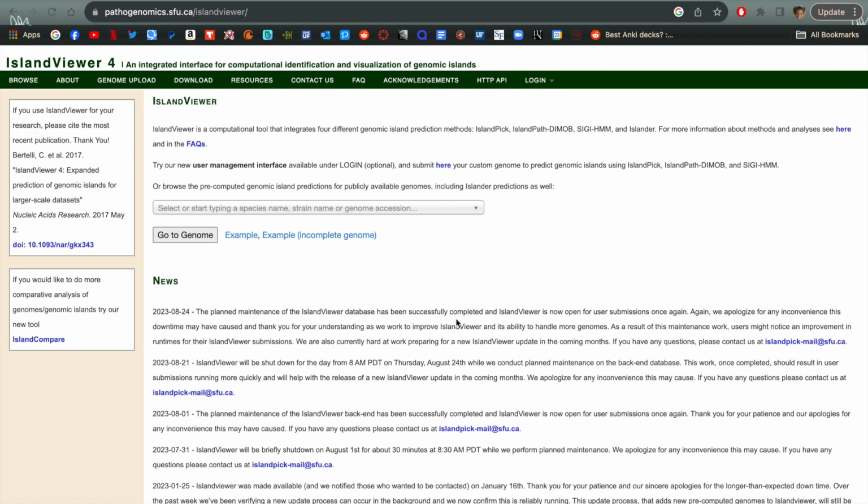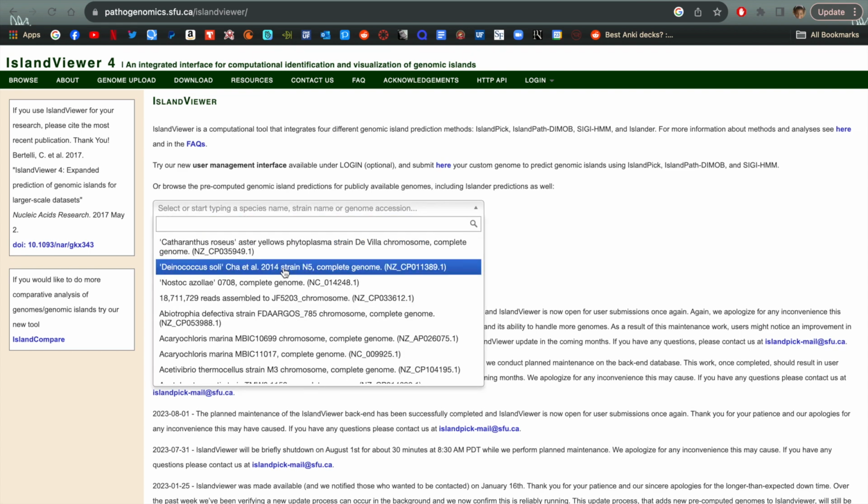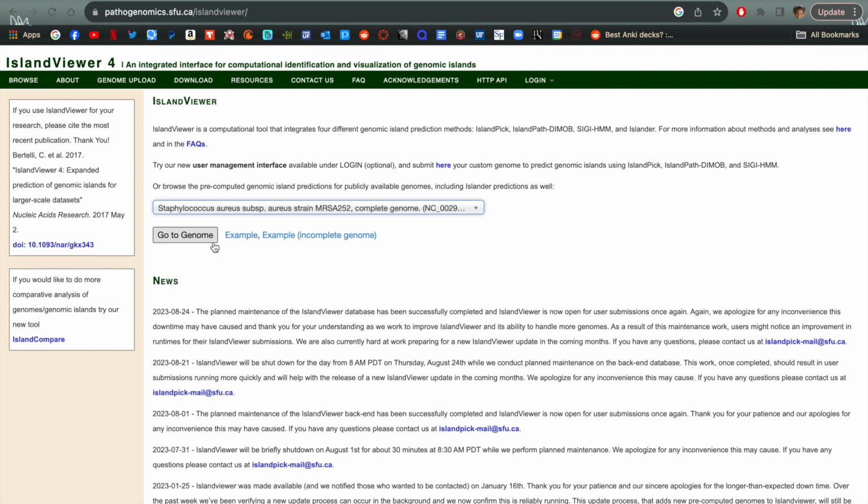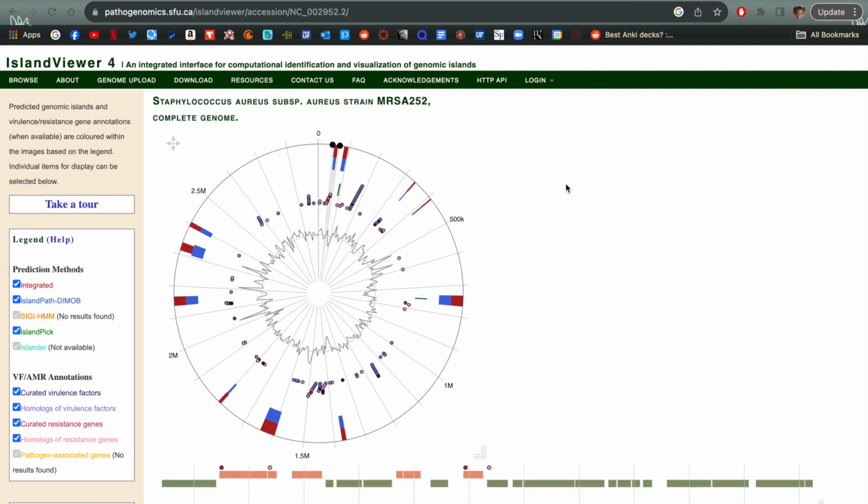Okay, so this is going to be an Island Viewer tutorial on how to find the pathogenicity islands for Staphylococcus MRSA. So the first thing we want to do is find the genome. Let's see if this is going to load. Okay, so we're going to go to the genome, and this is going to pull in basically the entire circular genome for the bacteria and some other information as well.